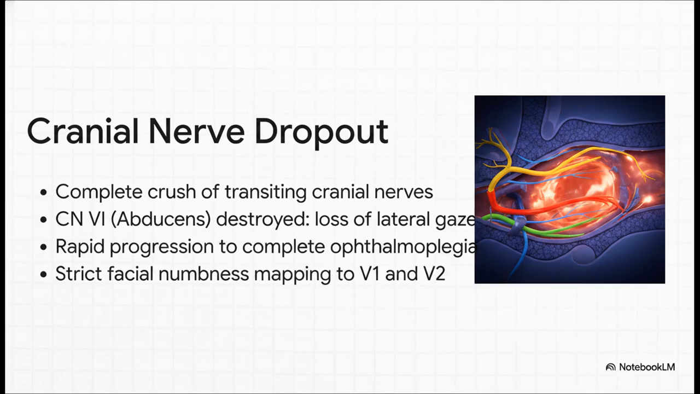Cranial nerve 6, the abducens nerve, is typically destroyed first because it floats freely right in the middle of the sinus itself. Clinically, this presents as a strict loss of lateral gaze. This is rapidly followed by the destruction of cranial nerves 3 and 4, leading to complete ophthalmoplegia. And finally, you'll observe strict facial numbness, mapping perfectly to the V1 ophthalmic and V2 maxillary distributions of the trigeminal nerve.